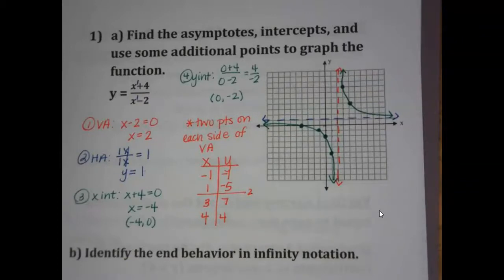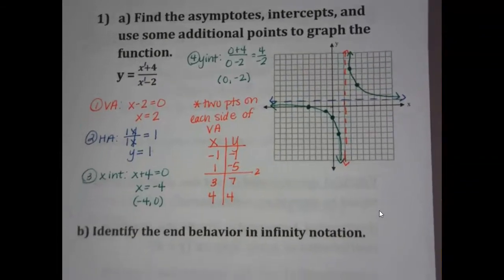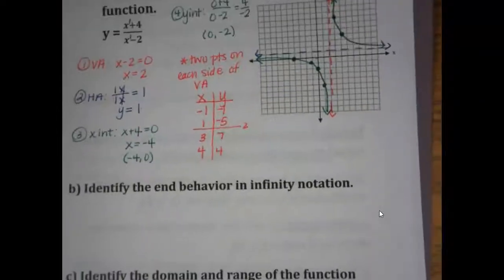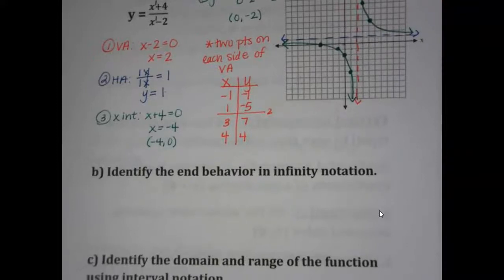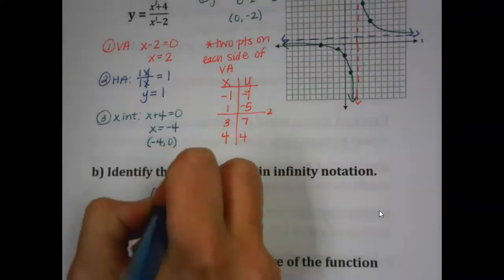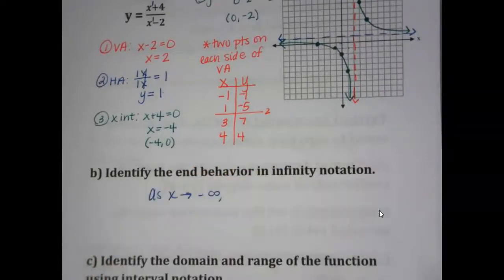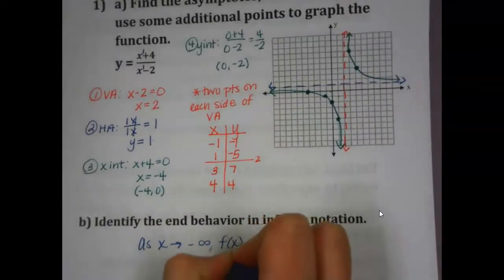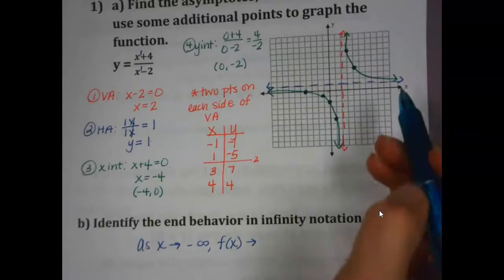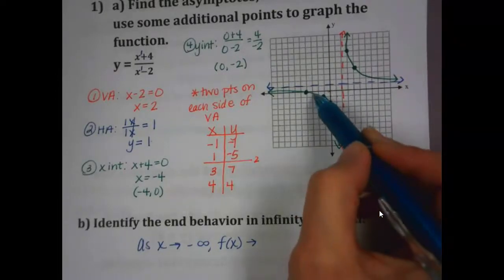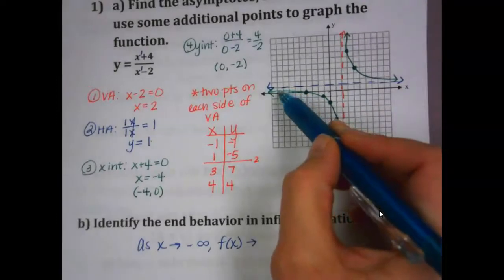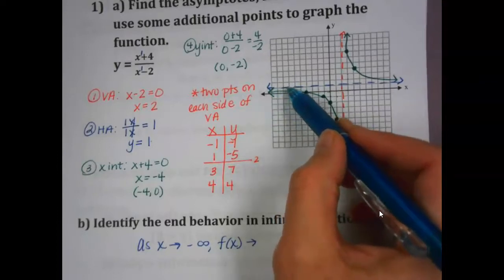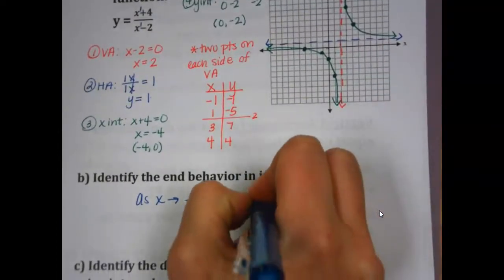All right, so we have our graph, and now we want to identify the end behavior. End behavior came from our last unit, if you remember, as x approaches infinity and negative infinity. So as x approaches negative infinity, what's happening? Well, let's look at our graph, because we're trying to find out what's happening to f of x. So as x approaches negative infinity, that means as you're moving to the left, what's our graph getting closer and closer and closer to? Well, it's this horizontal asymptote. So it's getting closer and closer and closer to 1.